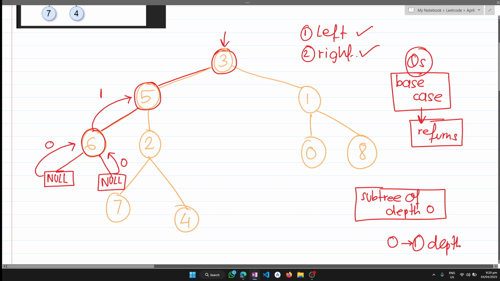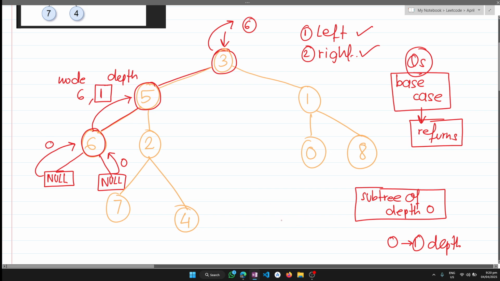Think about this. Do I need to return something else as well at this point? I should also return 6. Why? Because if, for example, 6 was the deepest tree, or 6 was the deepest leaf, then ultimately from here I would have had to return 6, right? So not only do I need to keep track of the depth, but I also need to keep track of the node. And what do we know from the question?